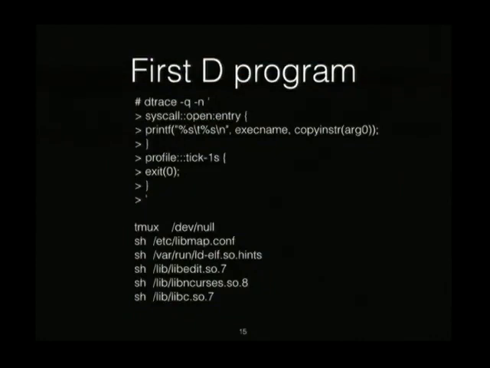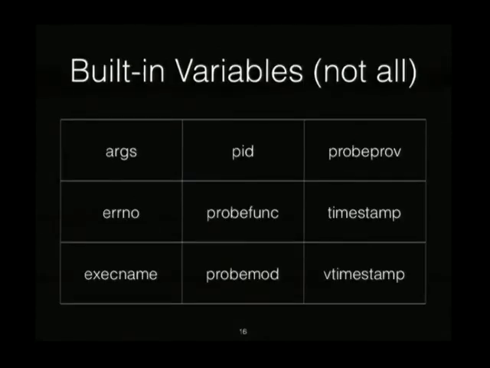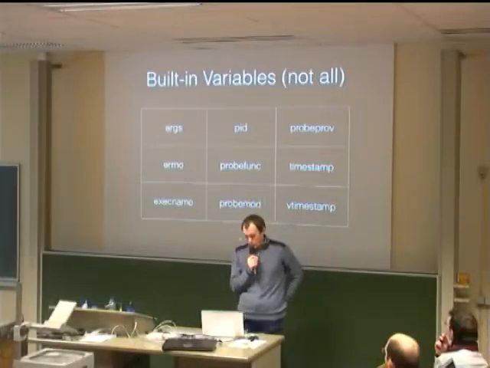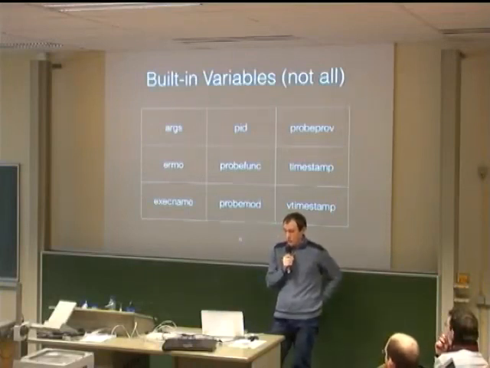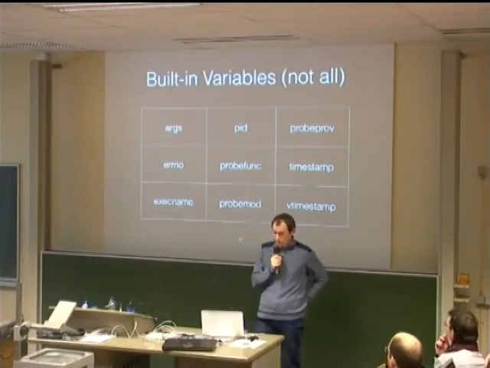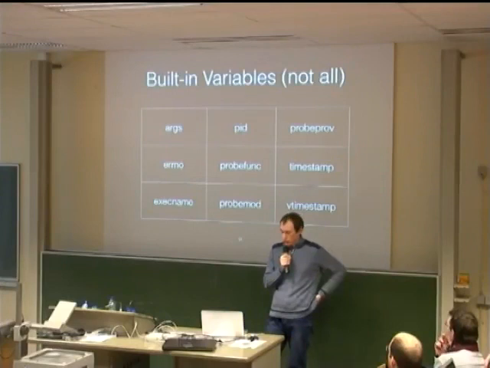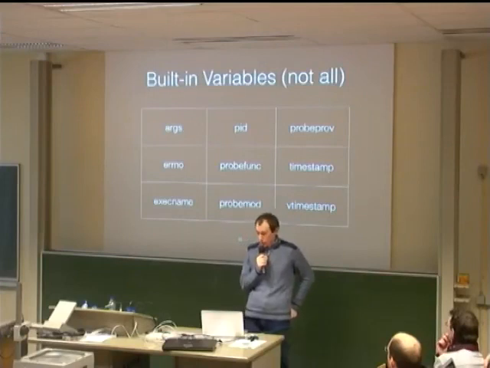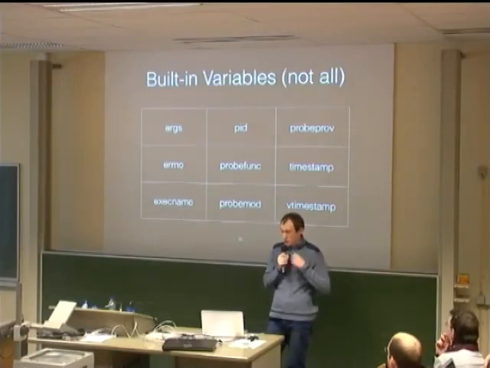You can write a profile with different tick and megahertz, which sets how often you want to see output. Built-in variables. I read a few interesting variables from DTrace which are included in the language. You can see args, pid, also probefunc. You can get the name of a function or the name of a provider via probefunc and timestamp. And timestamp is very interesting.